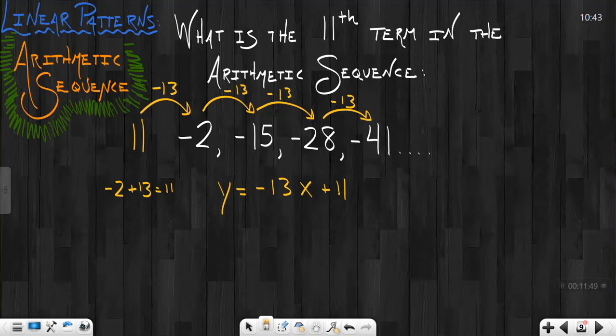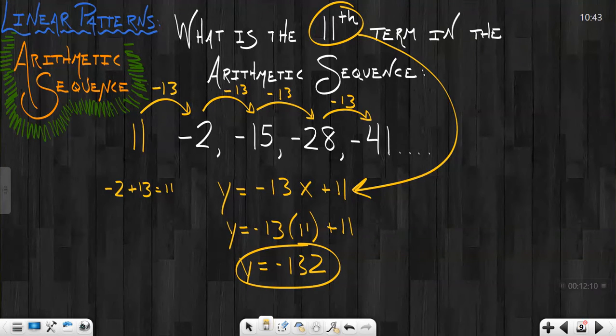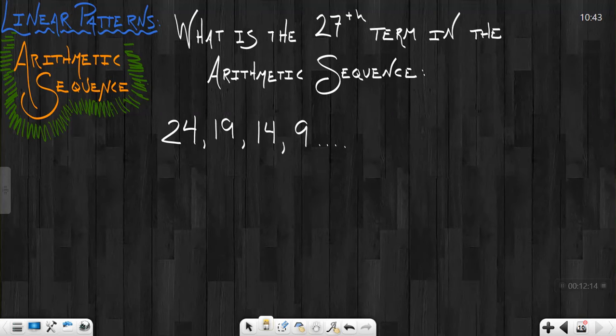So I'm going to add 11 to my rule as my starting point. And what is the 11th term? So I'm going to plug 11 in. Don't confuse the two 11s. It's just a coincidence. All right, but if we go ahead and plug that in, we can then see that we get y equals -132. So the 11th term would be -132. Let's do another one.